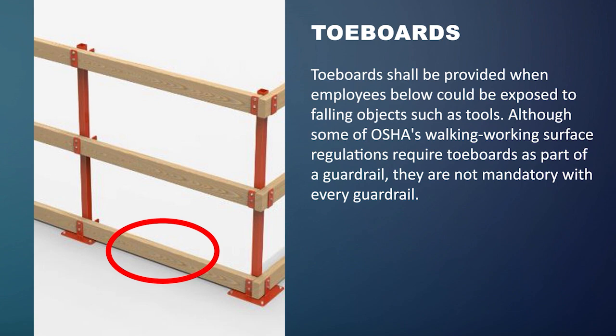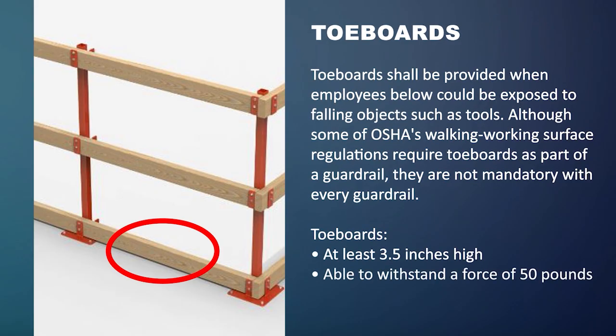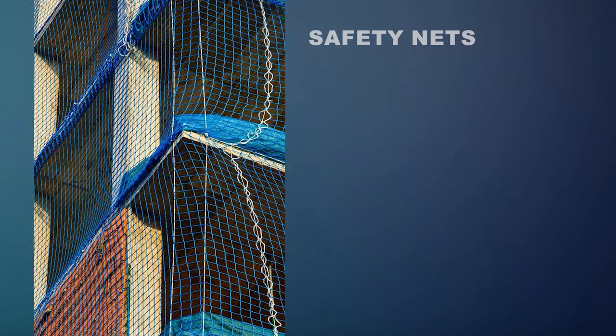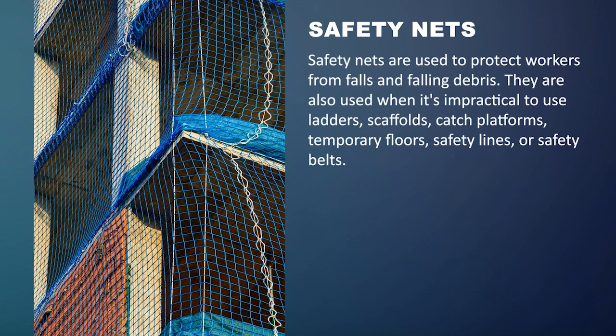Toe boards shall be provided when employees below could be exposed to falling objects such as tools. Although some of OSHA's walking working surface regulations require toe boards as part of a guardrail, they are not mandatory with every guardrail. Toe boards should be at least 3.5 inches high and able to withstand a force of 50 pounds. Safety nets are used to protect workers from falls and falling debris.